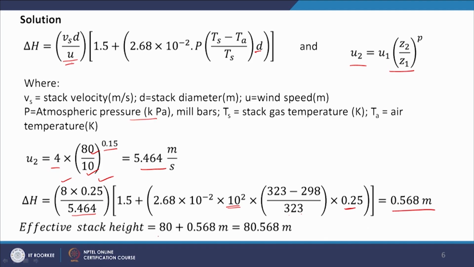So, effective stack height is equal to how much? So, this is our plume rise, okay, and then we have stack height 80 plus this rise in the plume. So, that is equal to 80.568 meter.